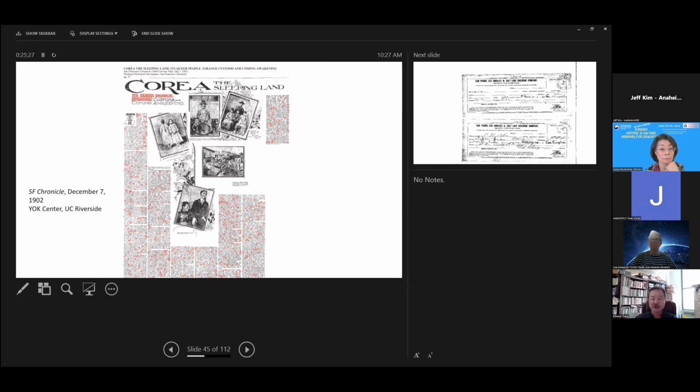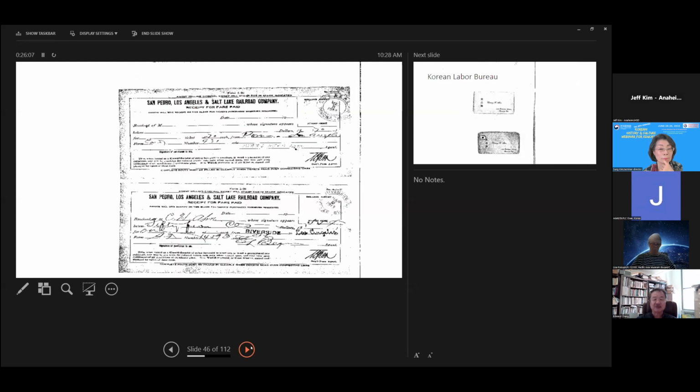The reporter was very interested in learning about Korea, the unknown hermit kingdom. They knew about China and Japan, but very little was known about Korea. So they decided to do an interview of Ahn Chang-ho and his wife, and they published this in the full page. And no one knew about this full page San Francisco Chronicle article until I accidentally uncovered it in 2016. So 114 years later, somehow I was able to find this newspaper.